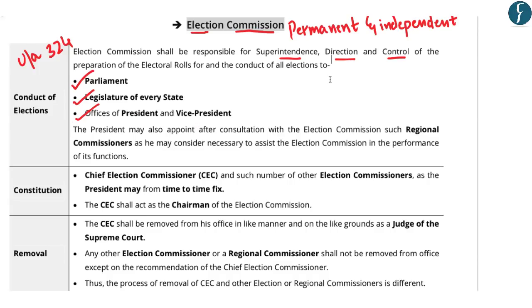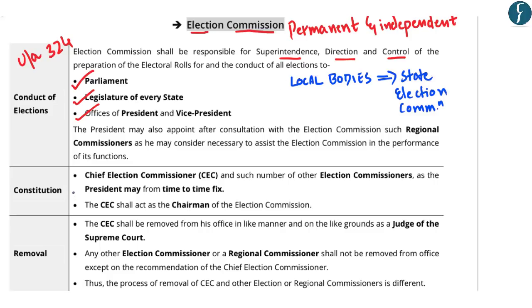Thus, the Election Commission of India is an all India body in the sense that it is common to both the central government and the state governments. Please bear in mind that the elections to Panchayat as well as the municipalities, that is, the local bodies in our country, is the mandate of the State Election Commission, which has been constituted via the 73rd and the 74th Constitutional Amendment Act of 1992.